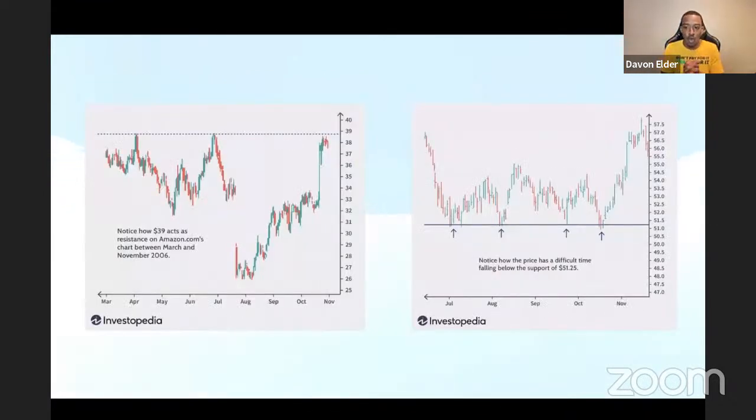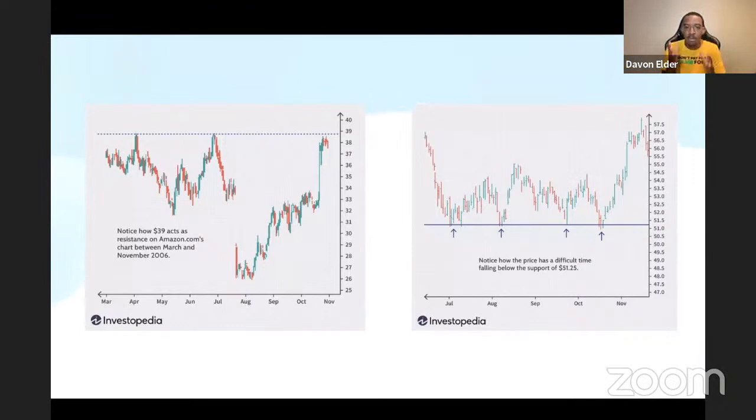Now, these right here are some charts that I want you to look at. These are examples of support and resistance. On the left, notice how the $39 level acts as resistance on Amazon.com's chart between March and November 2006. We've got multiple touches of that $39 level, but I believe it's only a matter of time before that stock breaks above it. 51.25 on the right is the price for support. We've got multiple touches on that support level. The stock doesn't want to break below that level.